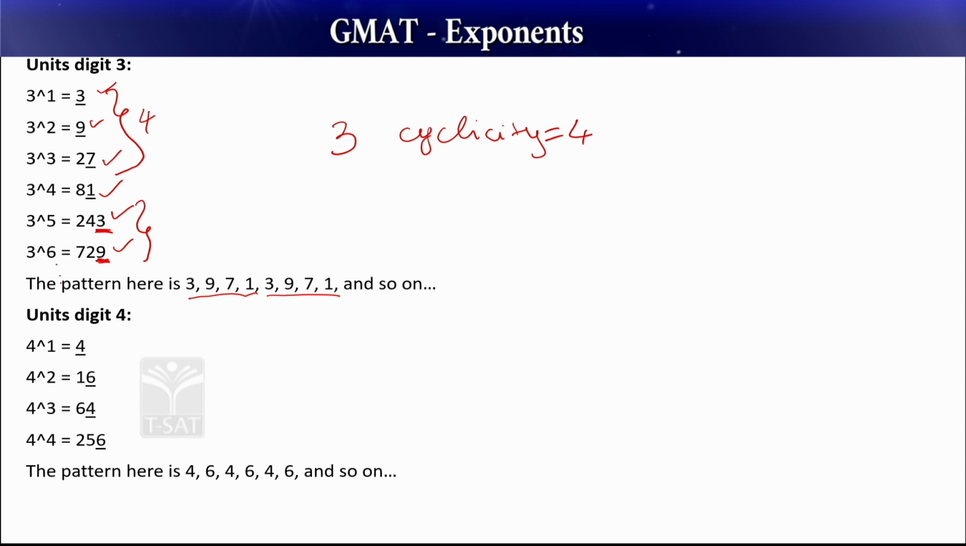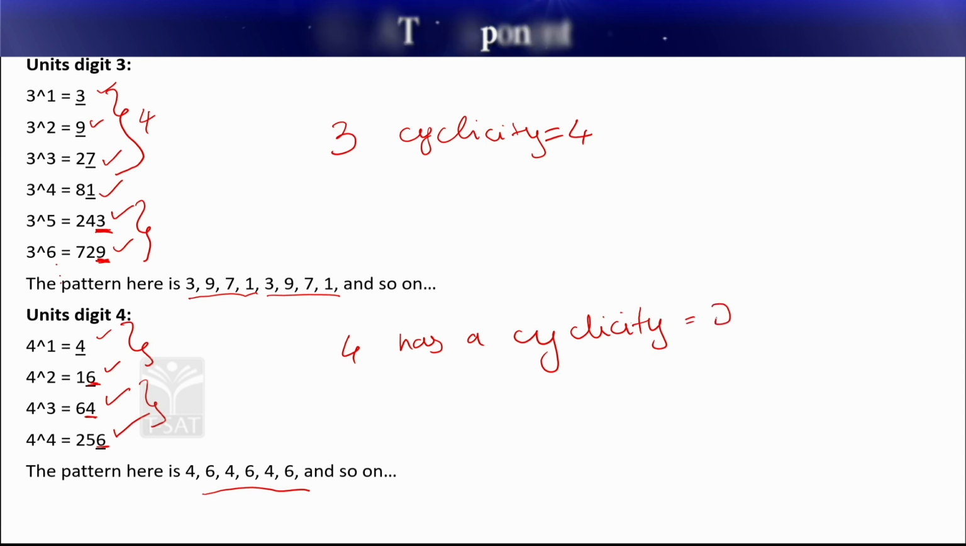When the unit digit is 4, 4 raised to 1 is 4, 4 square is 16 with 6 at its unit digit, 4 cube is 64, unit digit is 4, 4 raised to 4 is 256, which again repeats itself. Here the cyclicity is just 2: 4, 6, 4, 6. This is the pattern it is going to follow. So, 4 has a cyclicity of 2. It repeats itself after every 2 numbers.